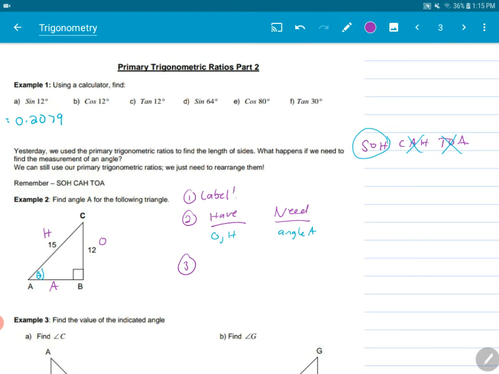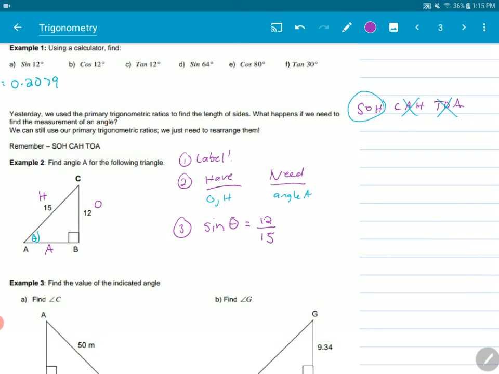So step 3 again is going to be set it up. So here we're going to say sine of, it's up to you whether you want to use that theta symbol or A. I put a theta in the picture, so let's work with it. And we know it's opposite over hypotenuse. So our opposite is 12 over our hypotenuse, which is 15. Okay, well, let's take this 12 over 15 here and put it as a decimal. 12 divided by 15. And it looks like we get a nice number here, sine theta equals 0.8.